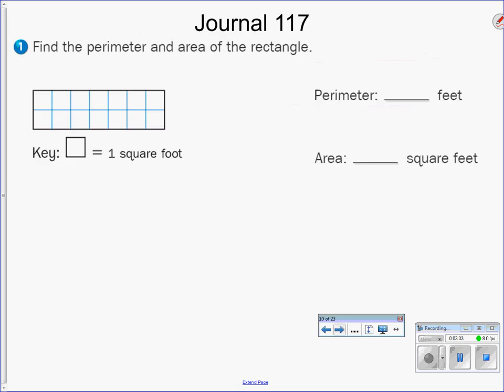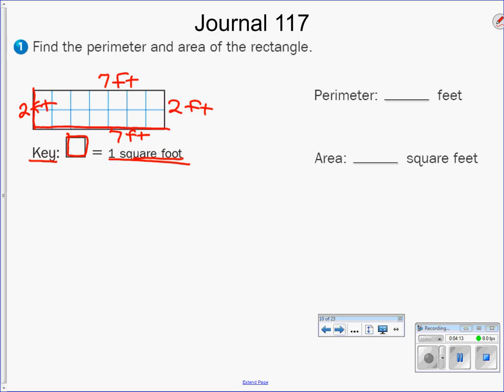All right, so I want you to turn to journal page 117, and we're going to work this together just to help you out. So we want to look here at the key. Each one of these centimeters here is going to be equal to 1 square foot. So if I'm finding the perimeter, I know that I have 1, 2 here, and since this is a rectangle, I have 2 on this side. 1, 2, 3, 4, 5, 6, 7 here, and 7 here. We know they're feet, so I can go ahead and mark them with feet.